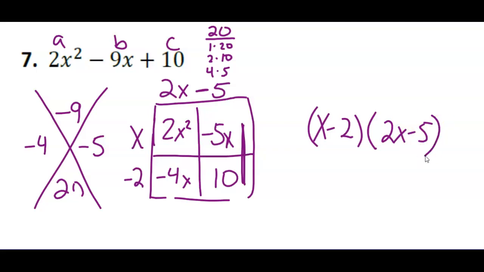Here's how you can check that. X times 2x is 2x squared. Yep. X times -5 would give me -5x. So you just double distribute this and see if you get the same answer here. Okay, you should. All right, number 8 and 9.